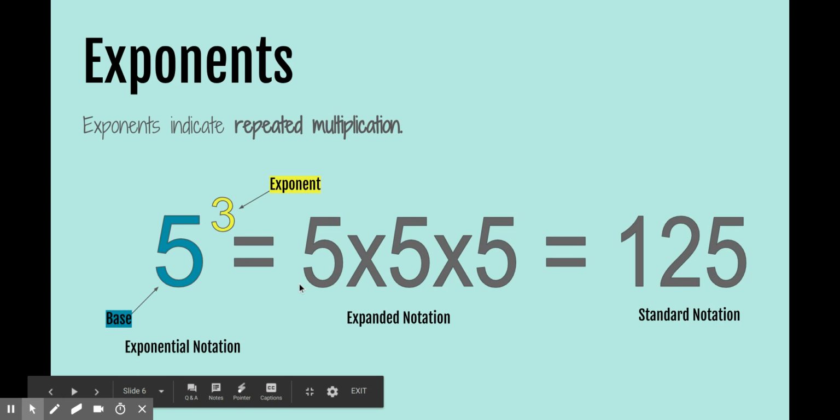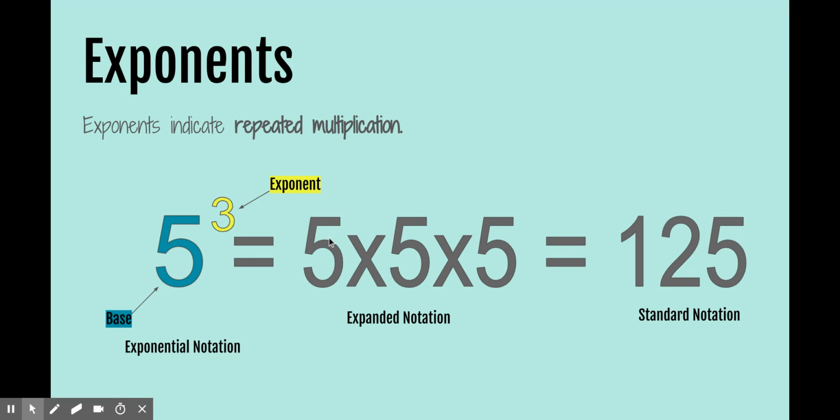And so when you do this, you would have to do 5 times 5, that's 25, and then 25 times 5 is 125. When you actually get that answer, that's called standard notation. So these are three ways. They're all equal. They're equivalent expressions, but they're written in different forms. So exponential form has an exponent, of course. Expanded form or notation is written all out like this with multiplication signs in between. And then standard notation or form is just the answer of that.